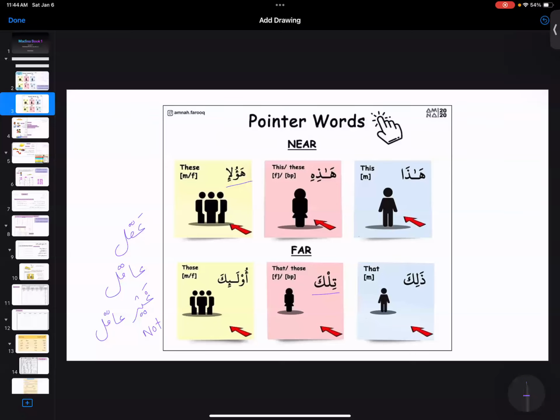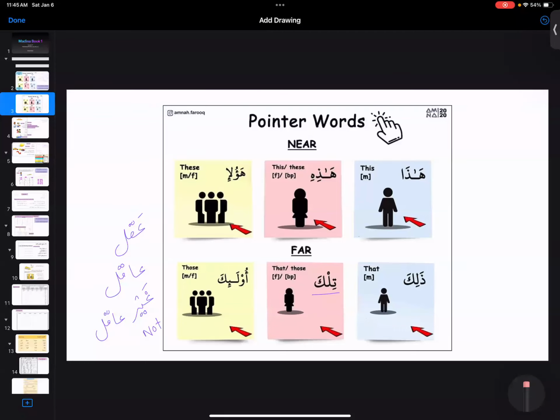Haulai is ismul ishara lil ba'id, and no, haulai is not for far. It is lil qareeb, for near, these. And this is for plural, it could be for male and female, and for akil and ghair akil. Very good. MashaAllah. Barakallahu feek. It is always proper, okay.